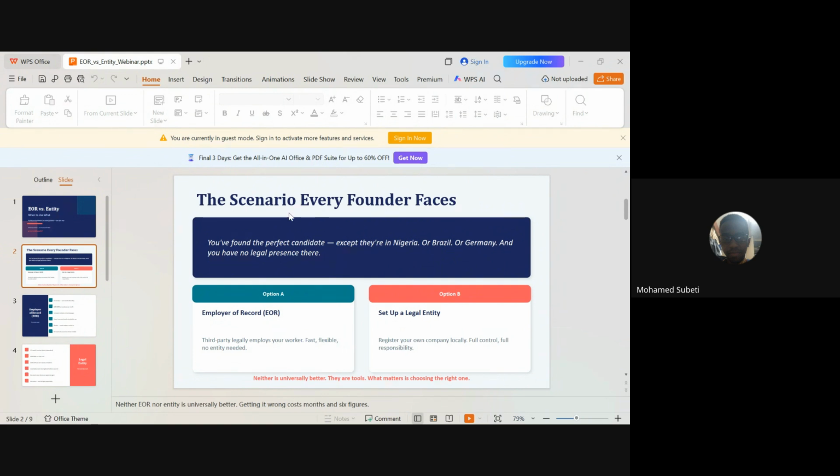As I said earlier, we're going to cut through the noise. By the end of the session, you'll have a clear framework, you'll understand the real cost comparison, and you'll know exactly what questions to ask before you make the call.